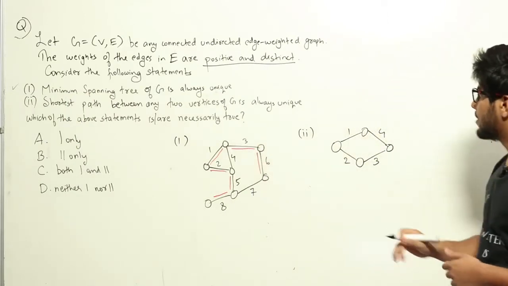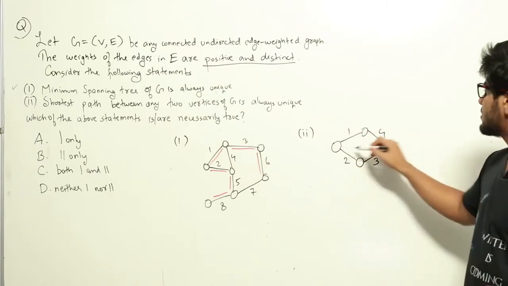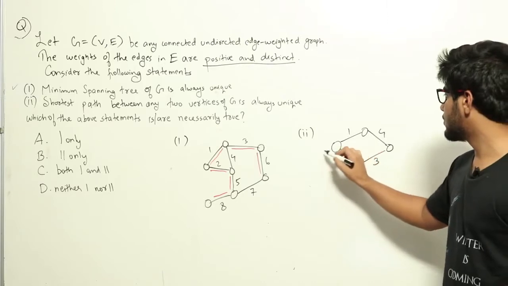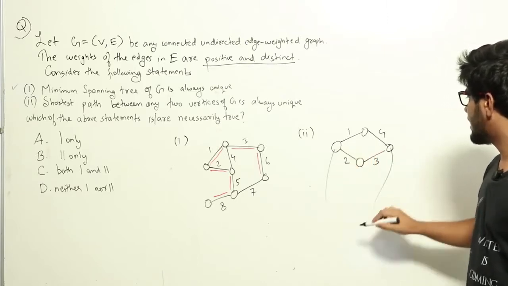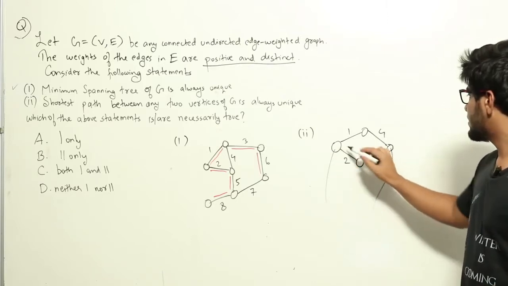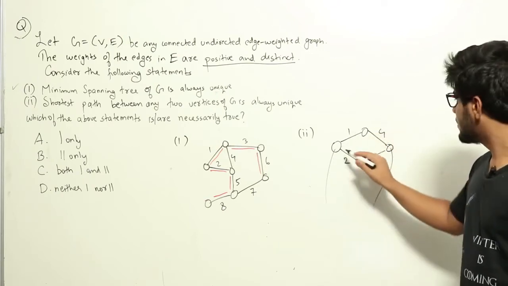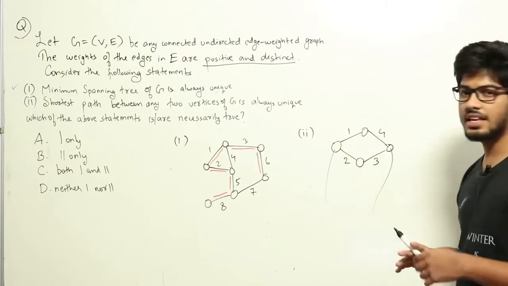Now this is not true. I have given one counter example here. Look at this graph with these four edges. If I am looking at the shortest path between this vertex and this vertex, you can see that this path has a weight of 1 plus 4 equals 5. This path also has a weight of 2 plus 3 equals 5.